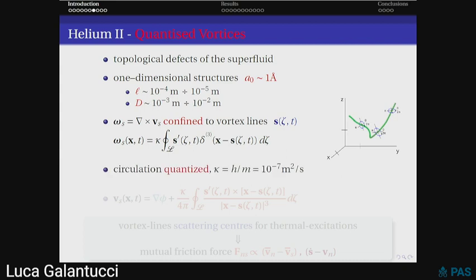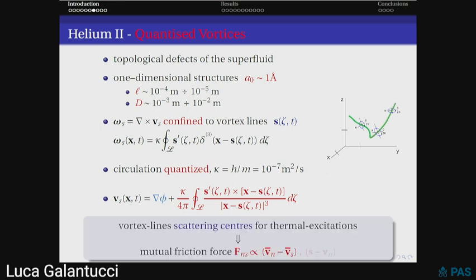And we know that circulation around those lines is quantized, so the superfluid velocity depends on the whole configuration of the tangle of the superfluid vortices via the Biot-Savart law, and then on any potential flow dependent on the boundary conditions. Importantly, these quantized vortices are scattering centers for the thermal excitations, which means that there is an exchange of momentum and therefore a force. This is called the mutual friction force, which is proportional to the velocity difference of the two fluids, or equivalently the difference between the velocity of the vortices and the velocity of the normal fluid.